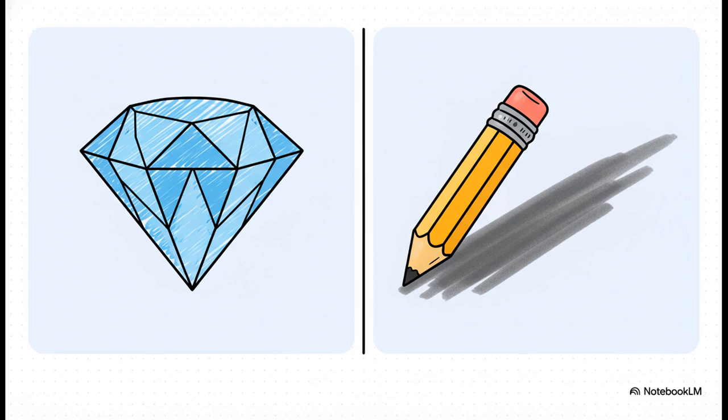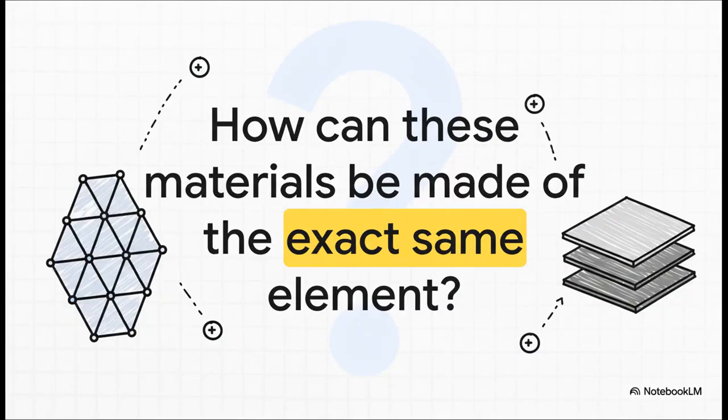So, on the one hand, you've got diamond. We all know it. It's the hardest natural thing on the planet, strong enough to cut right through steel. And then, on the other hand, you have graphite. You know, the soft, slippery stuff in your pencil. It's one of the softest materials around. I mean, we're talking about total opposites here. But get this, both of them are made of pure carbon.